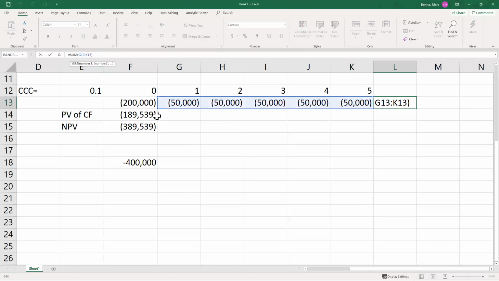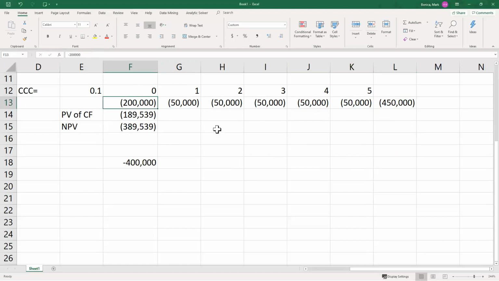If you simply look at it without allowing for the time value of money, we're actually spending $450,000, which is more than the $400,000 one-time fee. So the question would be, which would you rather do? Would you rather spend $200,000 today and then $50,000 per year going into the future for 5 years for a total of $450,000 in payments? Or would you rather just spend $400,000 at time zero?